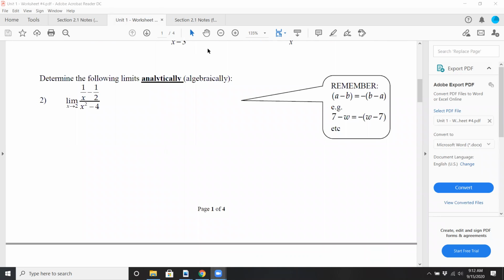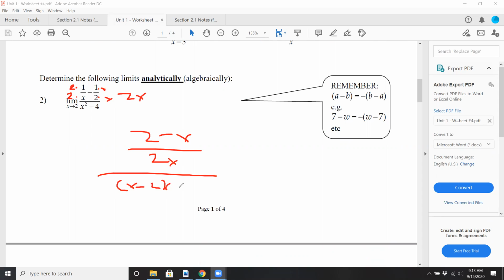For number 2, what you'll want to do is you can try to find the LCD for these two, which is going to be 2x. So multiply this by 2, multiply x and x. So you have 2 minus x over 2x. And down below, you can actually factor as x minus 2 times x plus 2.